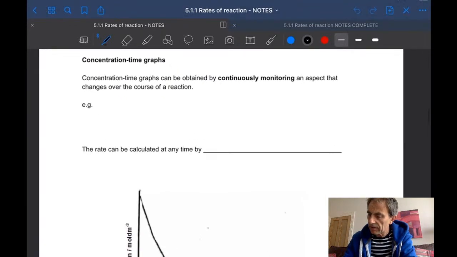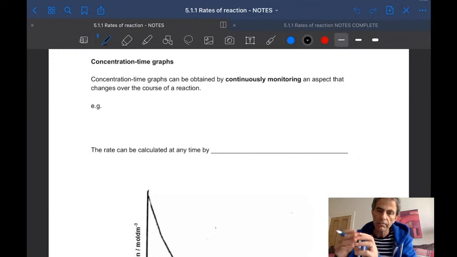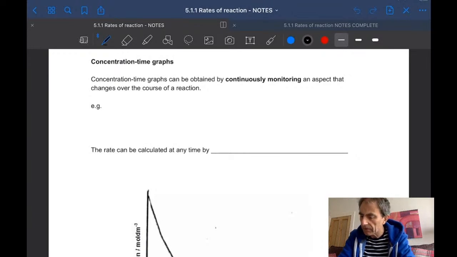So concentration time graphs first of all. We can obtain a concentration time graph by continuously monitoring an aspect that changes over the course of the reaction. Basically, you set a reaction going, and then at regular intervals, it could be every minute, every 30 seconds, you record or measure an aspect of the reaction that could change over time. Then you plot that as what's technically called a concentration time graph.